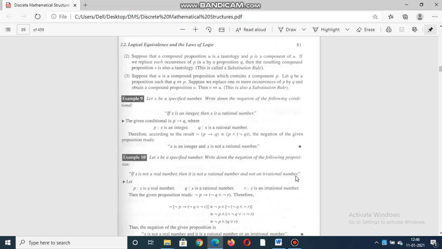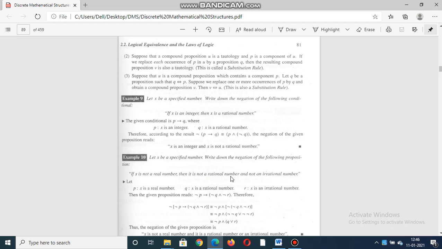So up to this we conclude it as r. So p is x is a real number, q is x is a rational number, or x is an irrational number. How I am taking this as p, q, r: you observe here, if x is not a real number, then, in the sense, it is the symbol of implies. Up to that we have one statement, that's why I concluded it as one proposition.